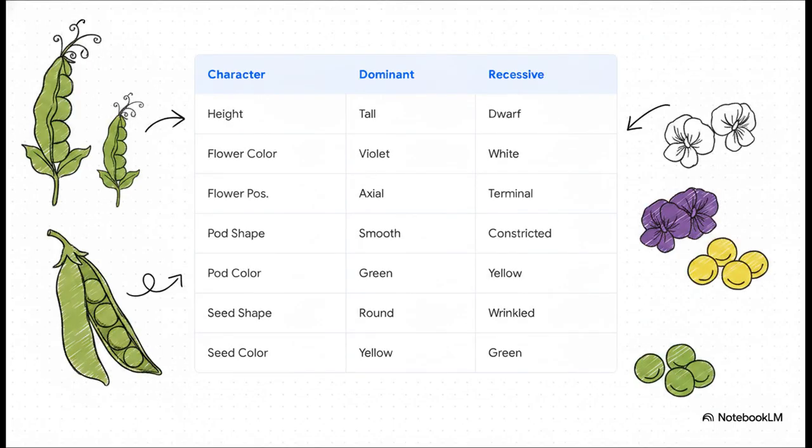With those 14 pure varieties ready to go, he looked at exactly 7 distinct characteristics of the pea plant. We're talking plant height, flower color, flower position, pod shape, pod color, seed shape, and seed color. And the truly brilliant part here? Each of these characters had 2 clear opposing traits, tall versus short, round versus wrinkled. There was absolutely no messy middle ground to confuse his data.